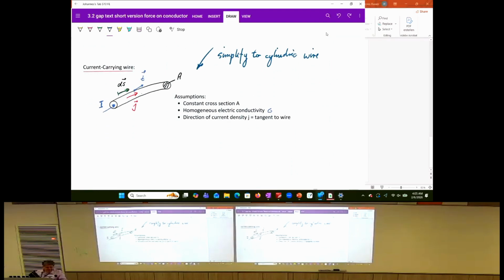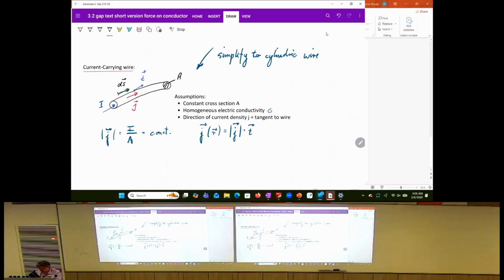And that means you can say that the current density, the absolute value, is just given as the total current through the wire divided by the cross section, and that is constant. We said this is true for the magnitude, but the direction of flow is always given by the tangent to the wire. So we can take the absolute value of the current density times the tangent vector.